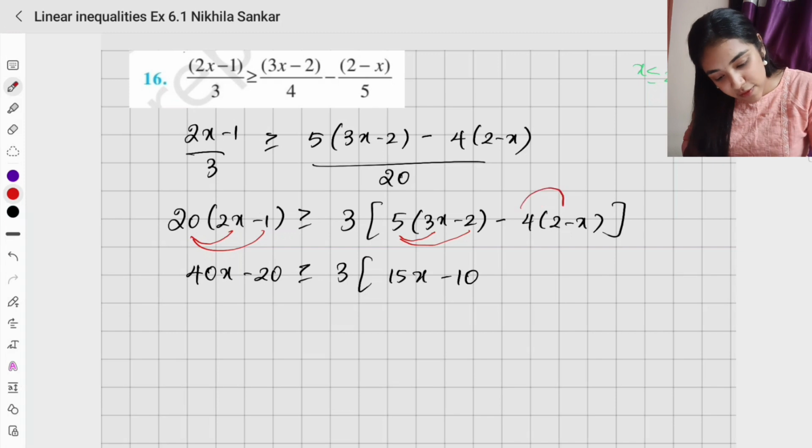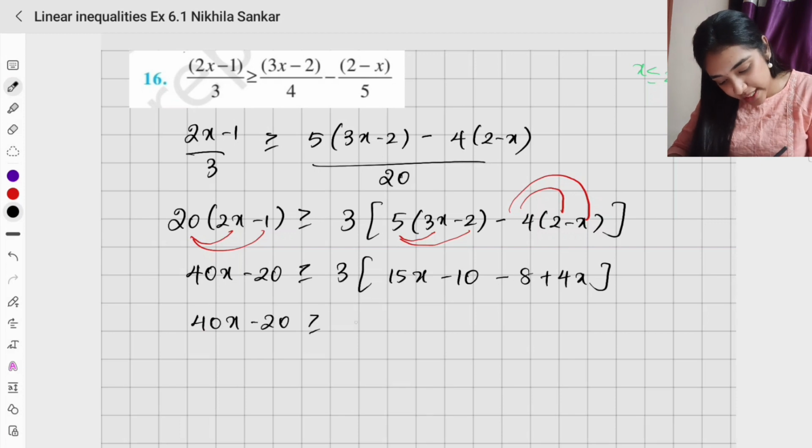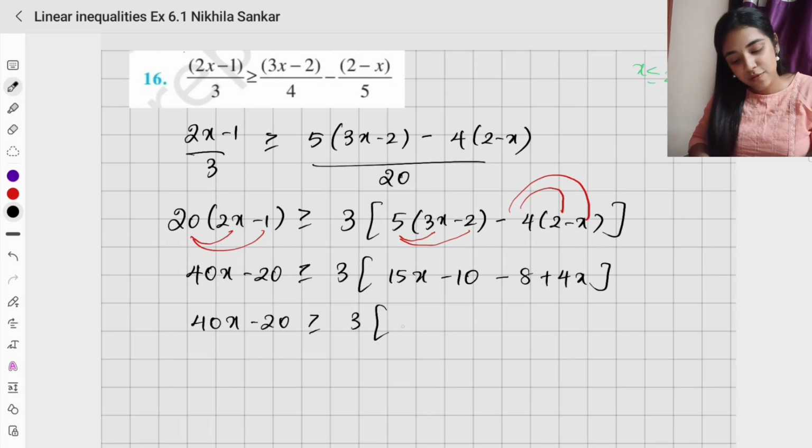Then I'm going to multiply this. Minus 4 into 2, minus 4 into minus x. Minus 4 into 2 is minus 8, and I have plus 4x. So this is going to be 40x minus 20 greater than or equal to 3 into bracket 15x plus 4x, which is going to be 19x. Minus 10 minus 8 is going to give me minus 18.